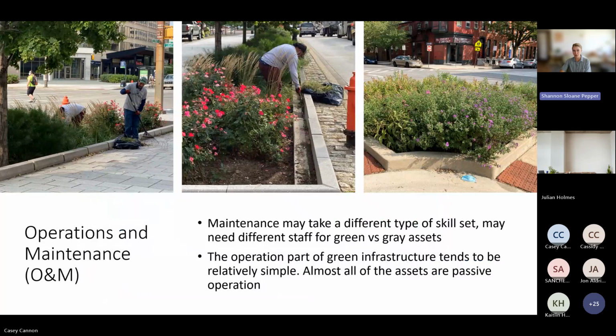Great. So operations and maintenance is a huge consideration for the life cycle analysis of a green infrastructure asset. It requires a really different skill set to maintain green infrastructure than gray infrastructure. And most only require really passive operation. We don't generally have moving parts to worry about. Nothing needs to be turned on or off.